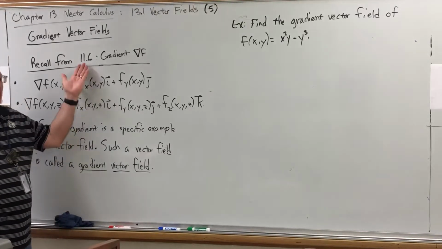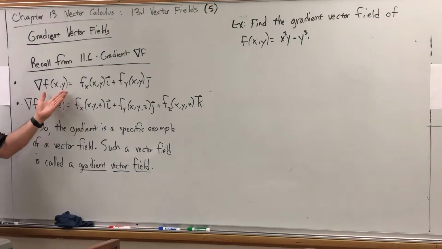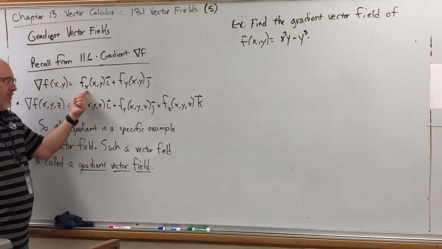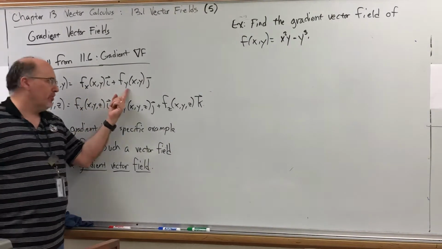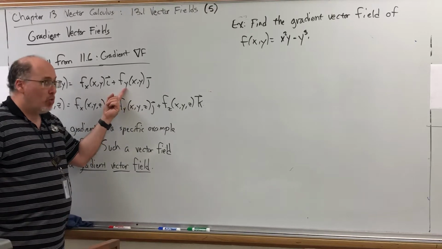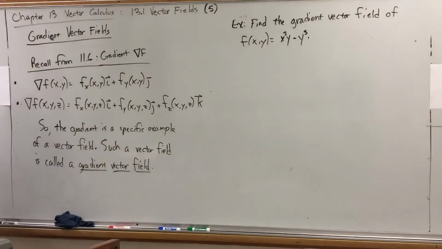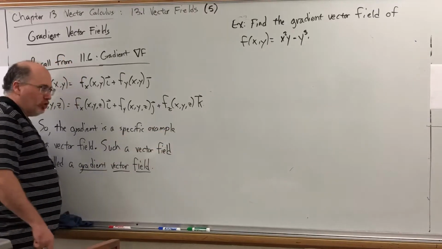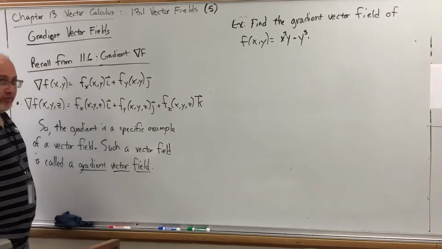Recall from a previous section, 11.6, the definition of the gradient of a function. In two dimensions, if you have a function f of x, y, its gradient was the partial derivative of f with respect to x as the component of i, plus the partial derivative of f with respect to y of x, y as the component function for j. In three dimensions, it was the same thing, except your function was a function of x, y, and z, and you have a k component in your vector, whose component function was the partial derivative with respect to z.